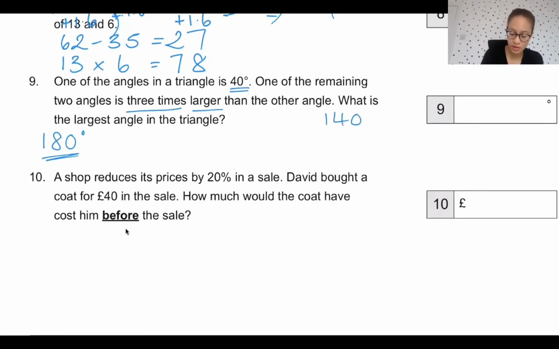So I'm going to label these angles A and B, missing ones. So I'll do A to B. That ratio is 3 to 1. I'm not going to have much room here for this. 3 and 1 add up to 4. But we want these numbers to add up to 140.